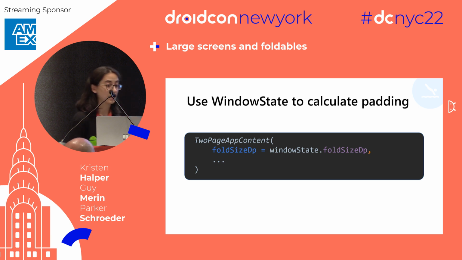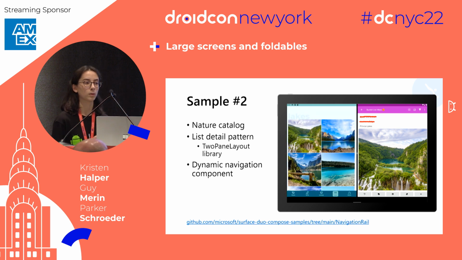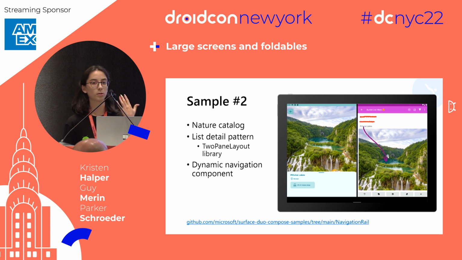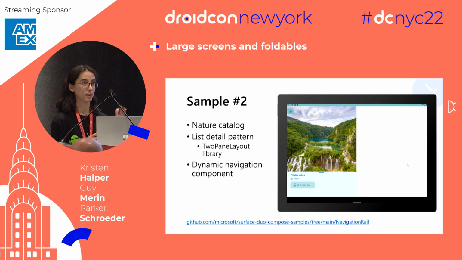If we move on to the next sample, we have a nature catalog app, and this follows a different design pattern called list detail. And this is great for any apps, like I was saying, like messaging apps, or any app that has a list, a gallery, a collection of items. And the basis of the pattern is that one pane is used to display a list, and the other shows a detailed view of a specific list item.